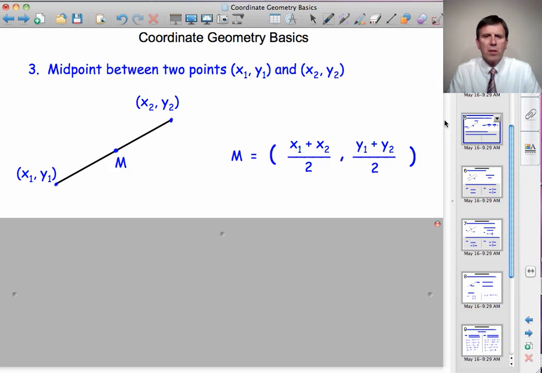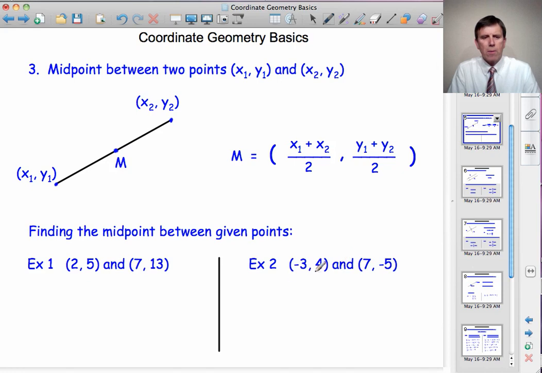Next we come on to look at the midpoint between points x1, y1 and x2, y2. Well, the midpoint, the x-coordinate, is simply the average of the x-coordinates x1 and x2. And the y-coordinate of m is simply the average of the y-coordinates y1 and y2. So m is x1 plus x2 divided by 2 for the x-coordinate and y1 plus y2 divided by 2 for the y-coordinate.